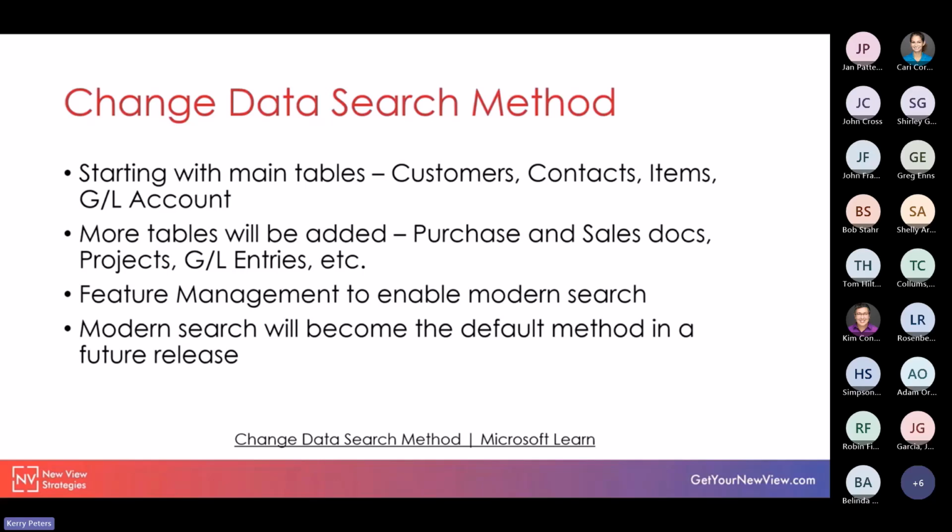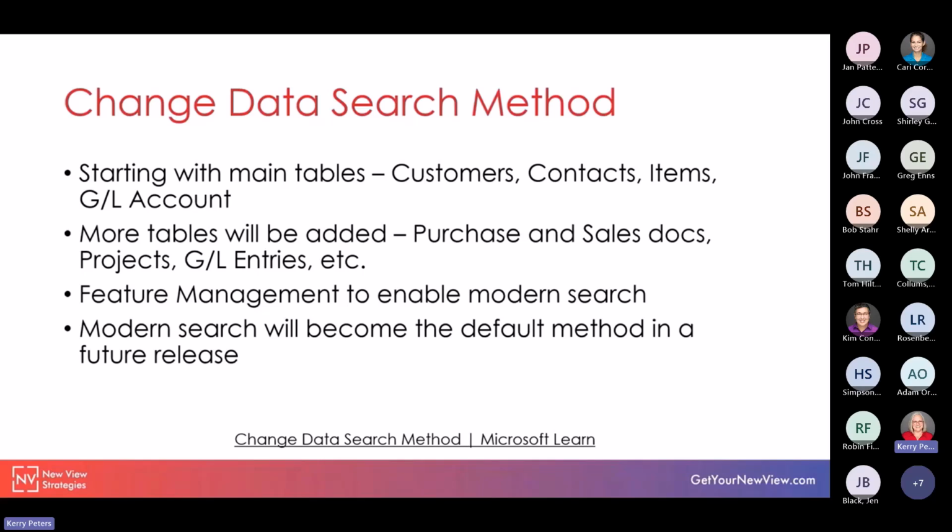And you'll see in my example that I use one of these tables. So you'll see how you can find out if this new modern search is available on each list and how to use it. Moving forward, more tables will be added, such as purchase and sales documents, projects, GL entries, etc. You can turn on or enable the modern search in feature management. So this is something that either your partner or your IT department or admin can assist with, but it does need to be enabled to be able to use this modern search. It will eventually become the default method in a future release.